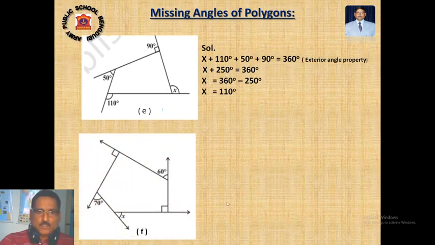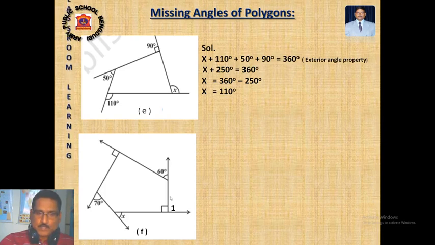Now next, the figure is a pentagon. Here the missing angle is x, and the outside angles 60, 90, 70 are given, but one outside angle is not mentioned, though the inside is mentioned. So inside and outside, if inside is 90 degrees, outside must be 90 degrees. So this outside angle must be marked as 1. So first you have to find out what 1 is. 1 will be 90 degrees.